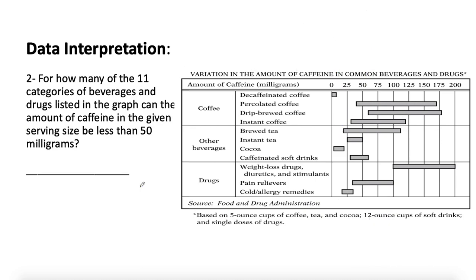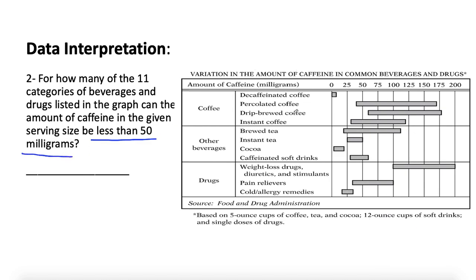Okay, now let's move further. For how many of the 11 categories of beverages and drugs listed in the graph can the amount of caffeine in the given serving size be less than 50 milligrams?